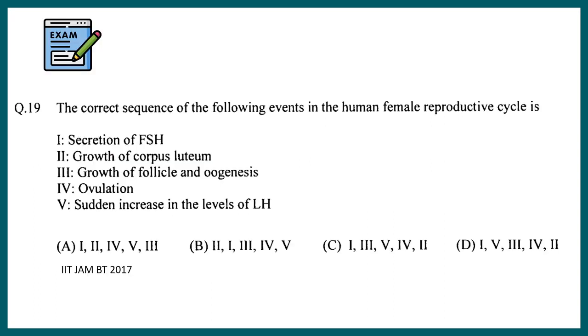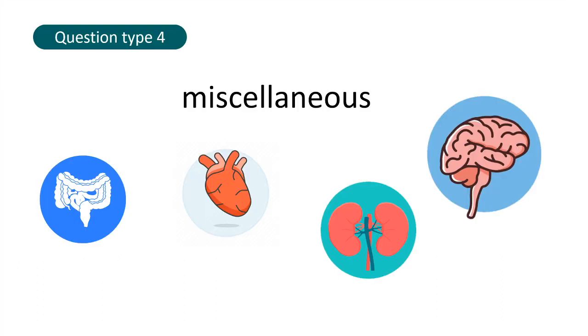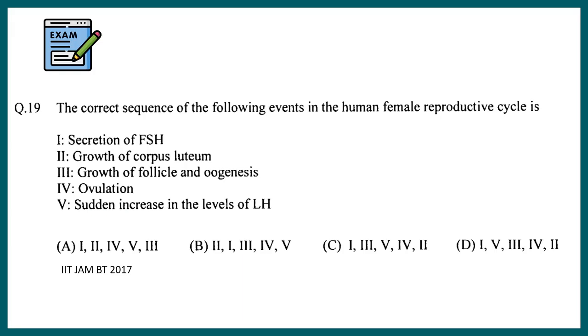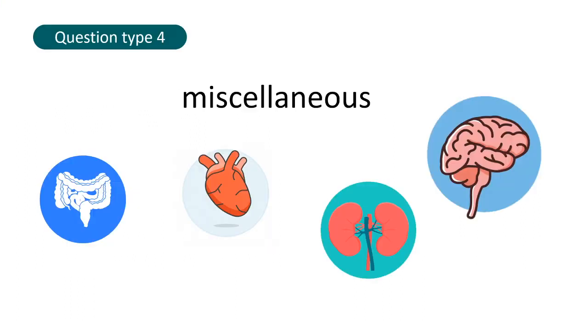Look at this. The correct sequence of following events in human female reproductive cycle is, so again they are talking about hormonal regulation, several phases of the menstrual cycle, right? So you can try to answer this question by yourself. So apart from these topics, the leftover topics are categorized as miscellaneous. It includes gastrointestinal system, cardiac system, renal system, and nervous system. So from there they can ask different type of questions and there is no such trend.